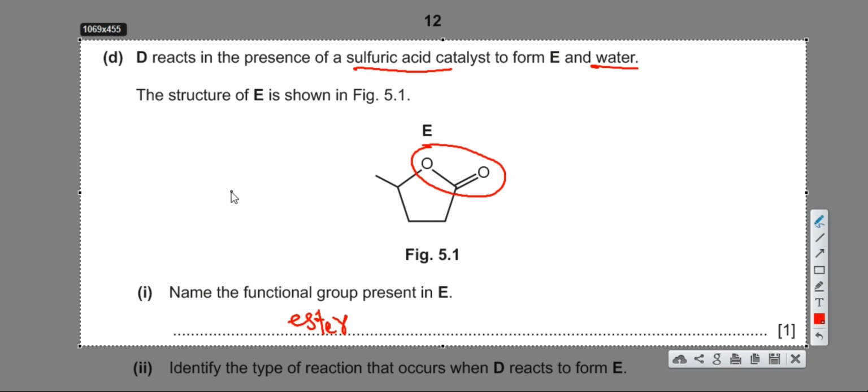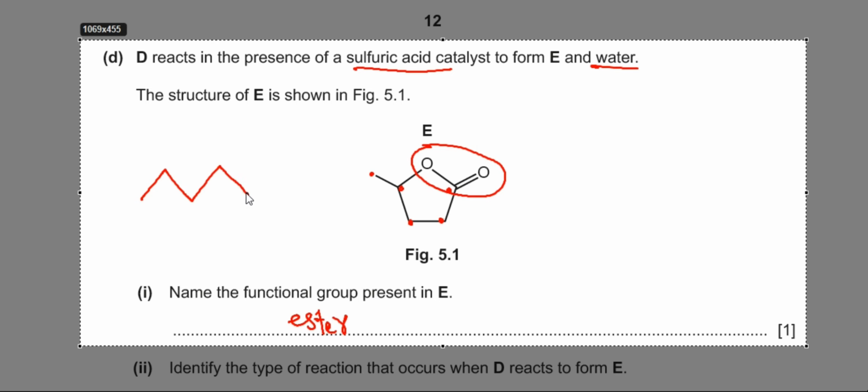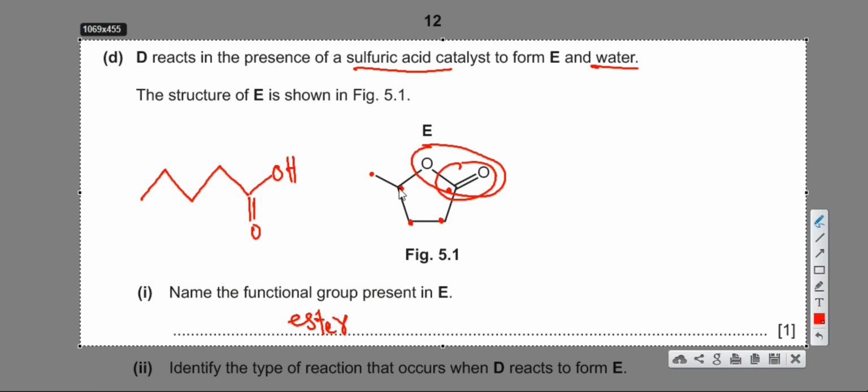So it means this formula contains how many carbon atoms? 1, 2, 3, 4, 5. There are 5 carbon atoms in total. To the terminal carbon atom, there is an acid group. There is what? An acid group. And at the other terminal, there is an alcohol. There is what? An alcohol, OH.